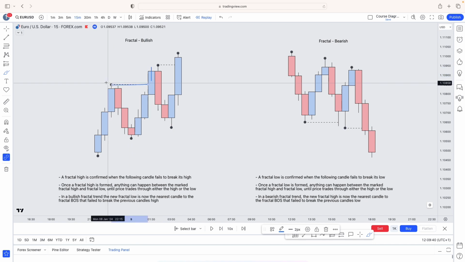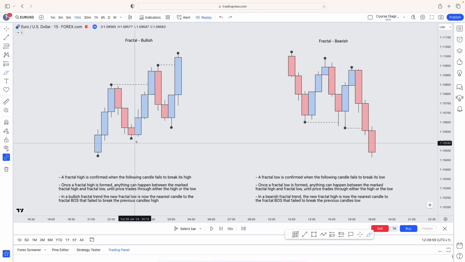This candle broke that fractal structure. And if we look back, this candle broke the previous candle's high, right? Because it traded above this previous candle's high. This candle, if we look at the previous candle, it traded above this previous candle's high, and therefore this candle broke this previous candle's high.